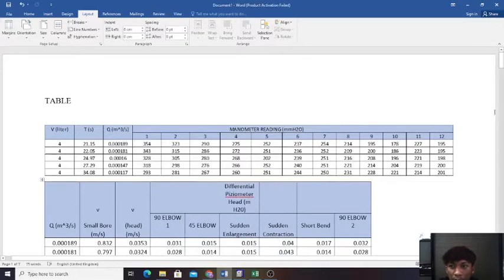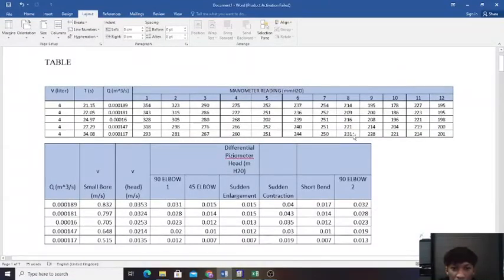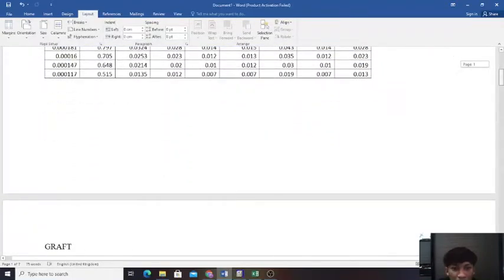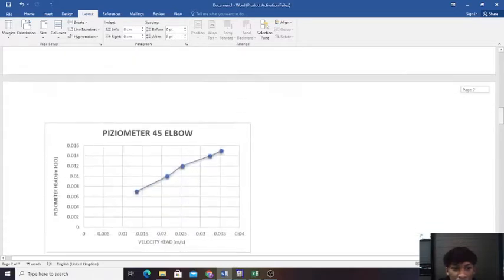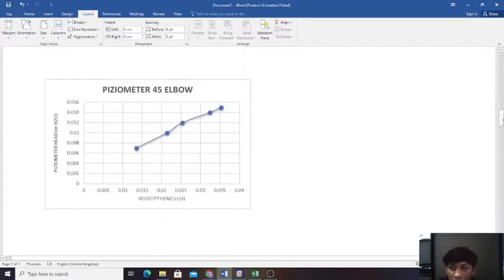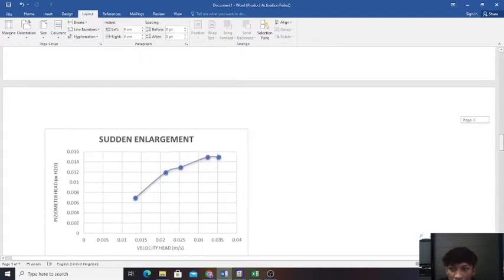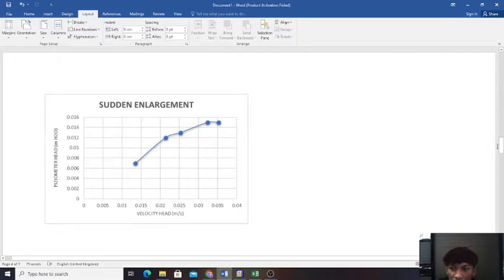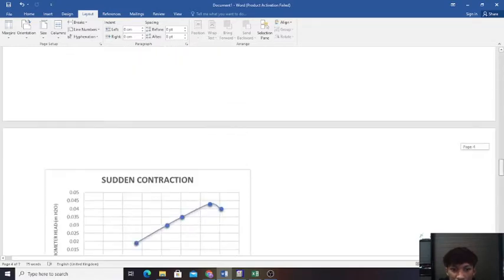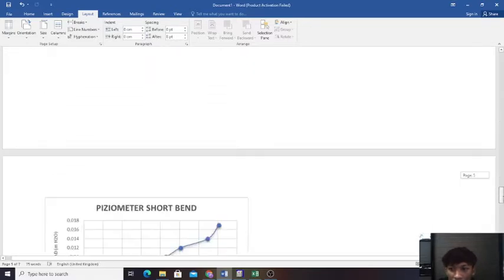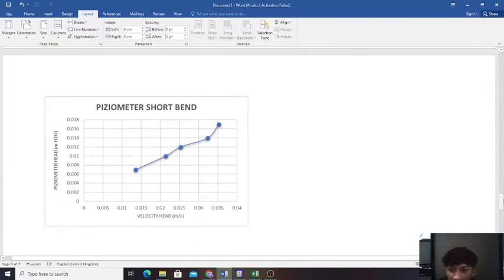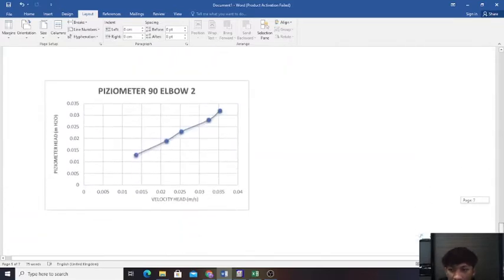So this is the result for the experiment. First is the table, and then the graphs. This is the first graph, the second graph, the third graph, the fourth graph, this is the fifth graph, and this is the last graph.